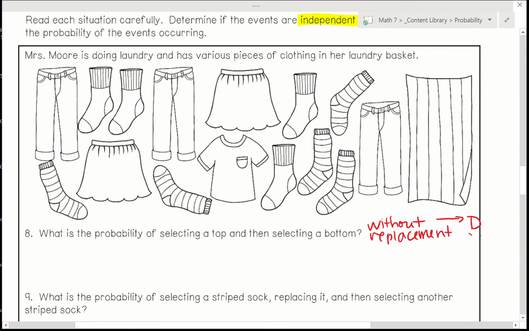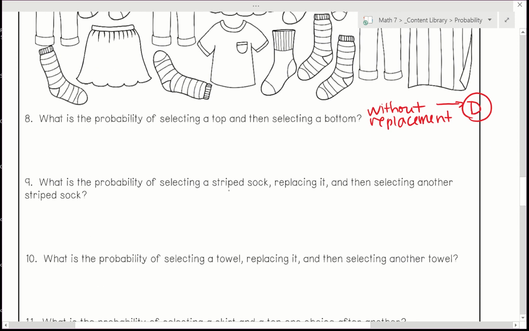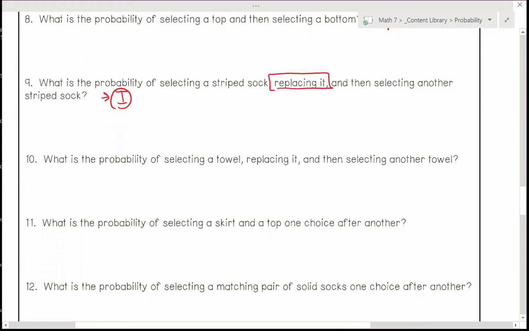Meaning it's dependent. What's the probability of selecting a striped sock, replacing it, and then selecting another striped sock? Since they're replacing it, that means it's going to be an independent probability. What is the probability of selecting a towel, replacing it, and then selecting another towel? That means it's going to be independent. What's the probability of selecting a skirt?